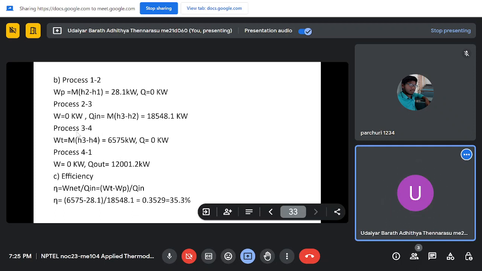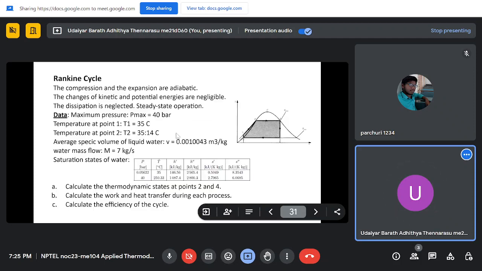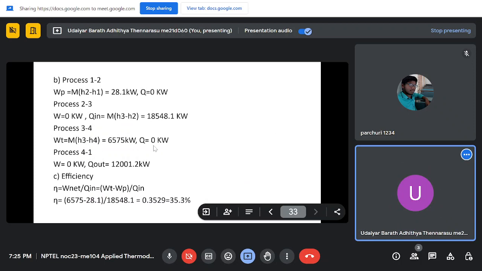So process 3-4 is the turbine work. Turbine work is m dot into H3 minus H4. It will come out to be 6575 kilowatt or 6.5 megawatt. So you can say about one third of the energy which you are giving is converted to work. Process 4-1 is the condensing process.